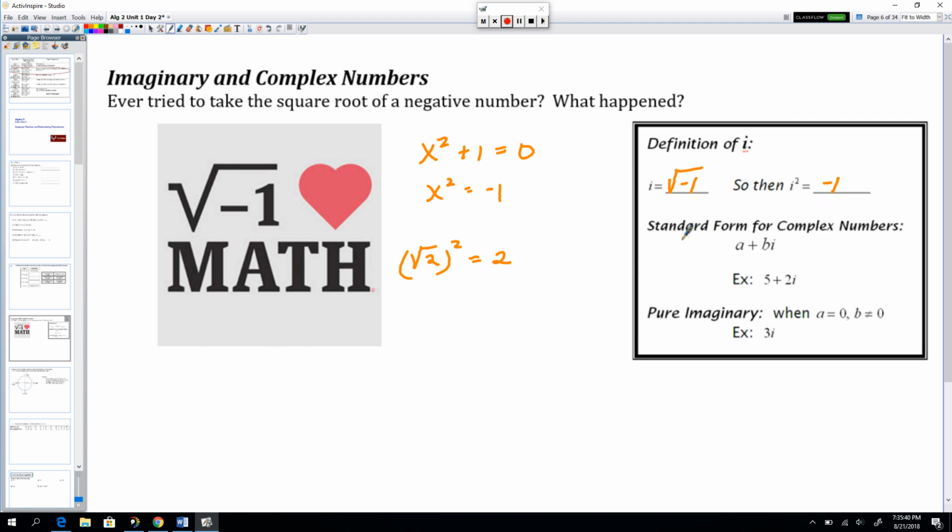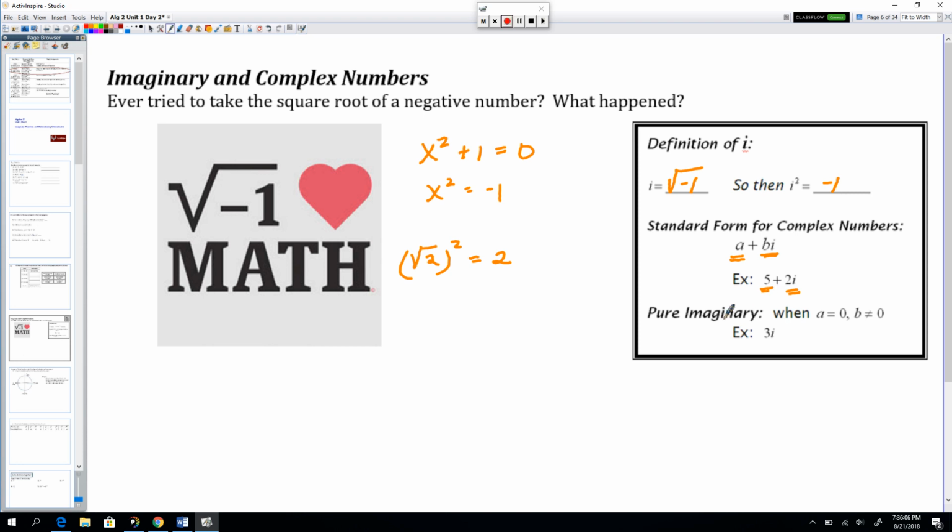Just so you know, the standard form of a complex number could have an imaginary part and a real part. The real part comes first, followed by the imaginary part. So that's standard form for a complex number. When we talk about pure imaginary, that just basically means the real part is 0. So we just have the imaginary part for that number because the real part of the number was 0.